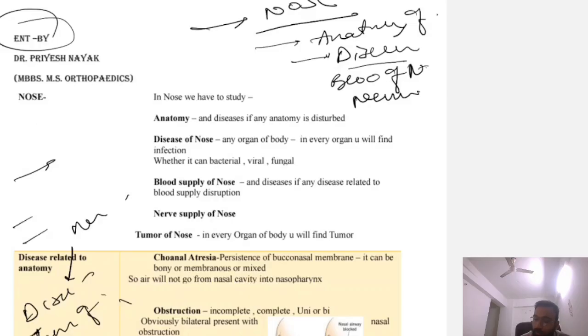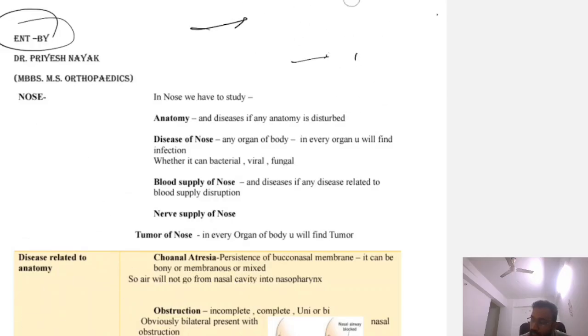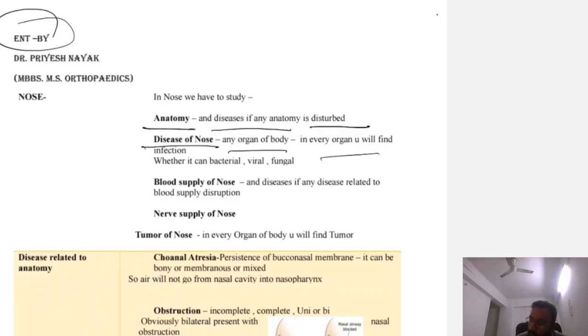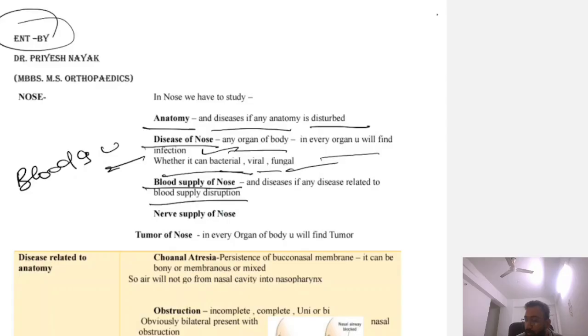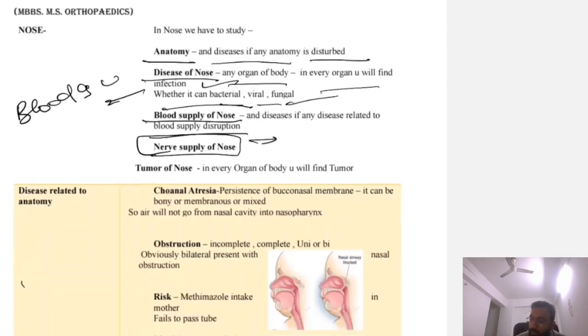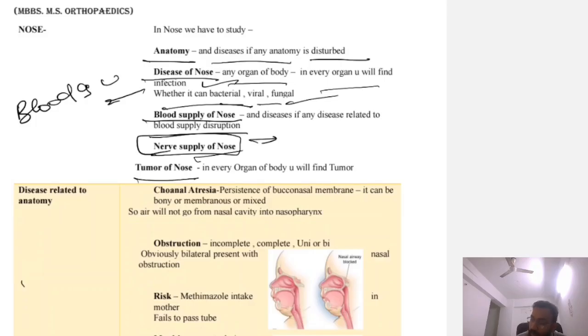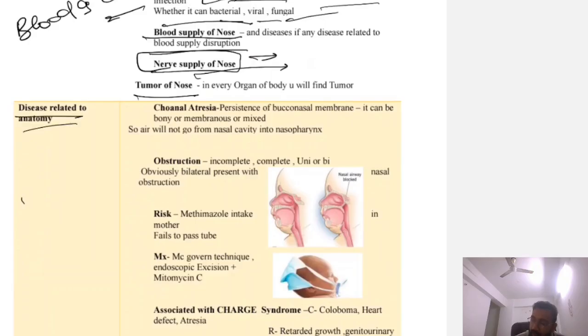So let's first talk about the nose. So in nose, we will learn anatomy and diseases related to the anatomy if disturbed. In any organ of the body, you will find infection. So infection could be bacterial, viral or fungal. So we will learn about the infection in nose and other diseases. Then we will learn about the blood supply of nose and the disease related to blood supply disruption. Next, we will learn about the nerve supply of nose. Then tumor of nose. In every organ you will find the tumor. Now, diseases related to the anatomy.